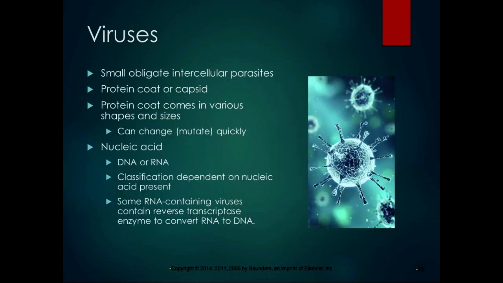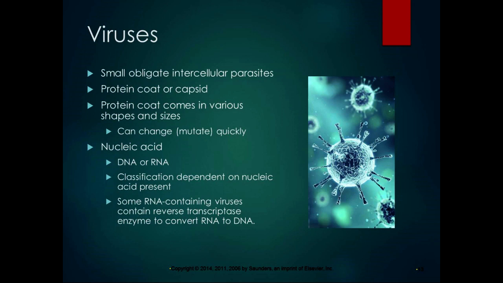So viruses, they are small, obligate intracellular parasites, meaning they need a cell in order to reproduce. They're parasites. They can't reproduce on their own. They consist of a protein coat, also known as the capsid, and the protein coat comes in various shapes or sizes. Viruses can mutate quickly.